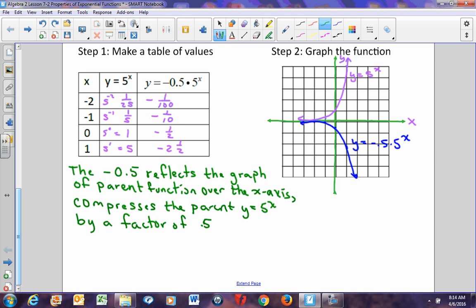And if we look at this, the domain, it's still all real numbers, isn't it? It doesn't matter what I put in for x, I can still put in any number I want for x, so the domain remains unchanged. The range becomes y is less than 0. Notice here in my blue graph, off to the right, my blue graph never gets higher than 0, so my range is y is less than 0.